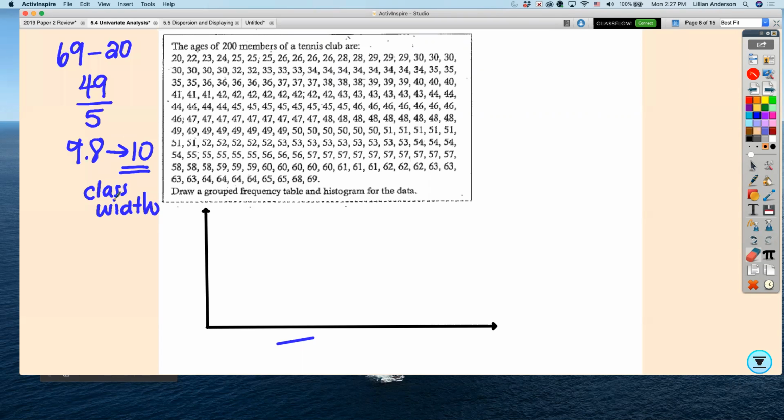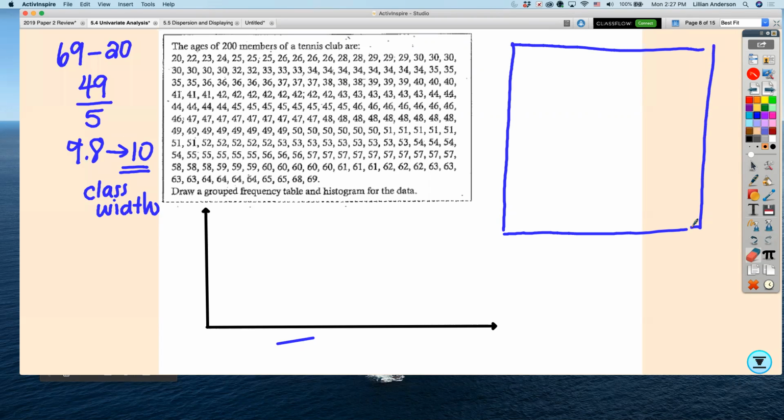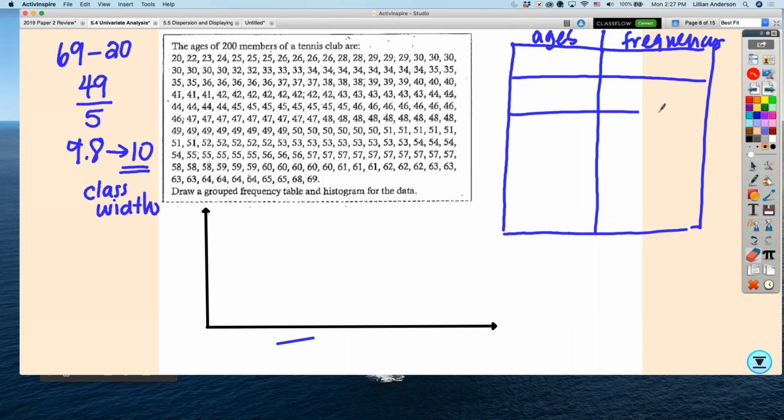That's how large each class in our table is going to be. So I'm going to create my table over here. It's still going to have 2 columns. The title of the first column is still going to be what I'm representing, so it's ages. And then frequency is still my second column. So that hasn't changed. The first column represents what it is that we're talking about. The second column is the frequency still.